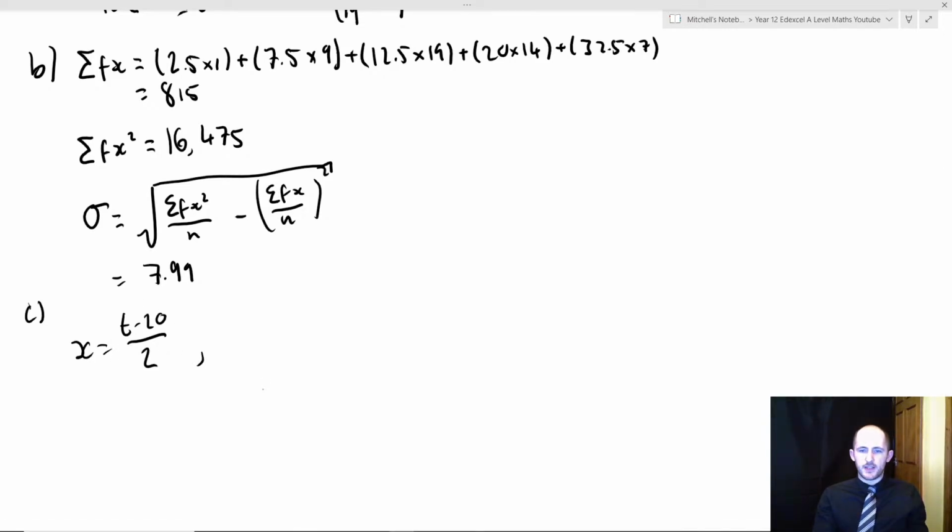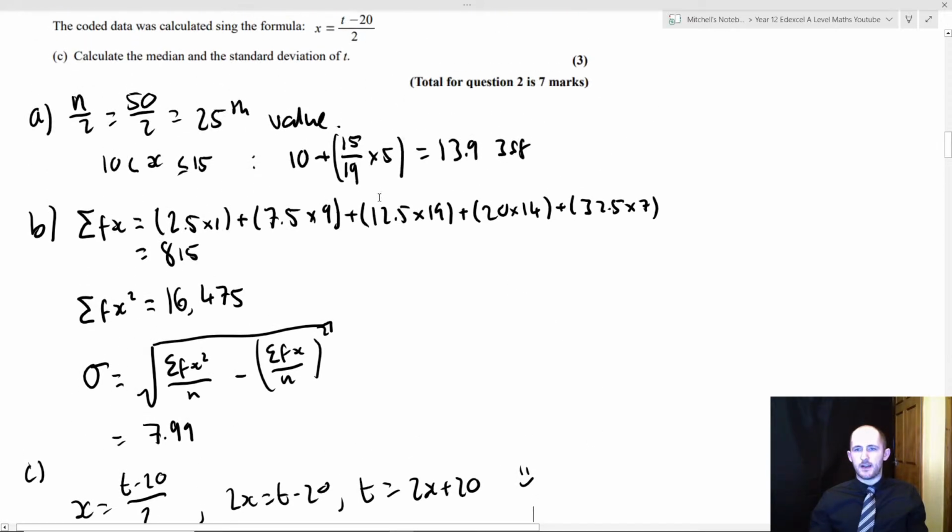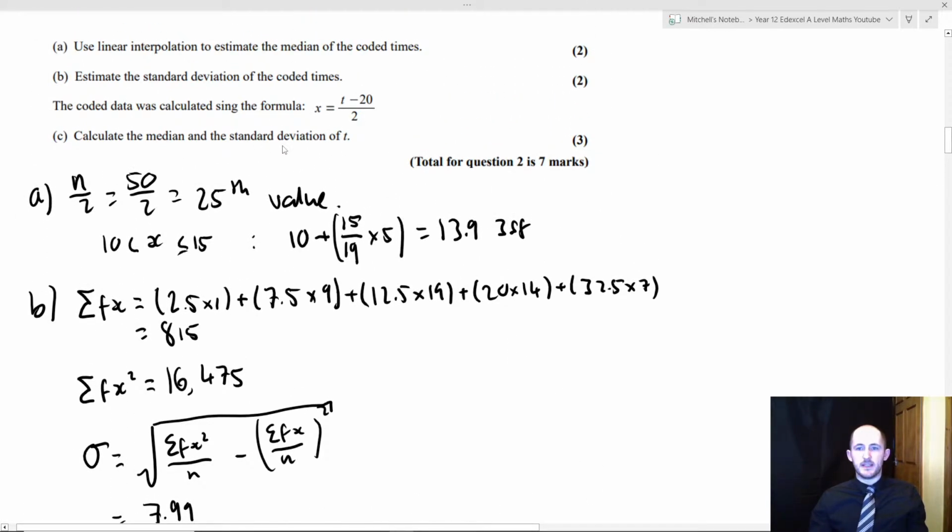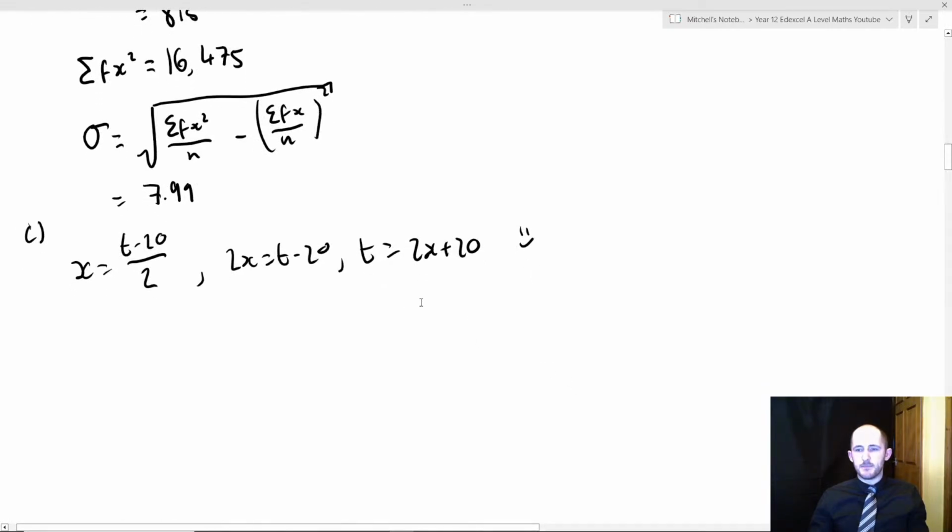So if I rearrange this, I get 2x plus 20, and I can get back to the real data by doing this, okay? Which is exactly what I want to do. I want to find out what the standard deviation and median of t is. Now, here's where things get a bit more interesting. The median and mean, you can just sub straight into this formula.